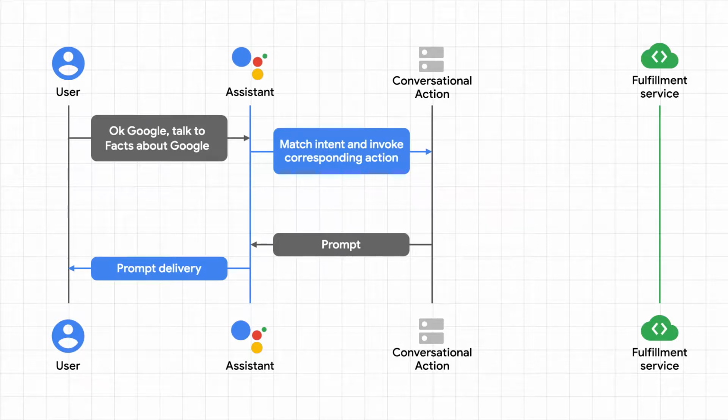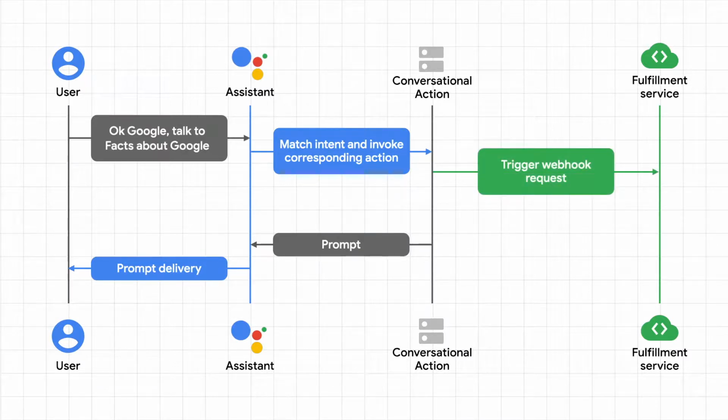The Assistant processes user input and carries out intent matching and slot filling. Your action triggers a webhook and makes a request to your fulfillment service. Your fulfillment now processes the request, which contains a JSON payload from your action, and returns a corresponding JSON payload response. This is the first step to build unique and customizable user journeys with conversational actions.